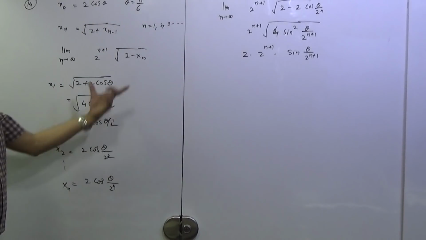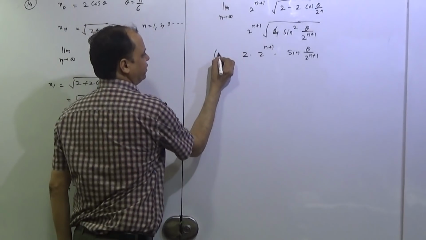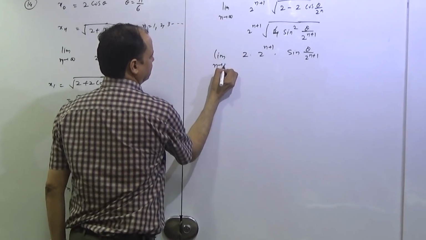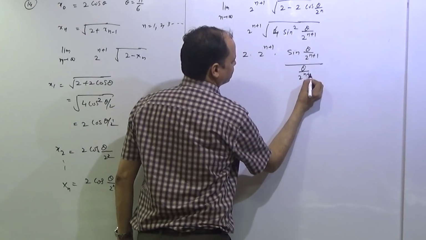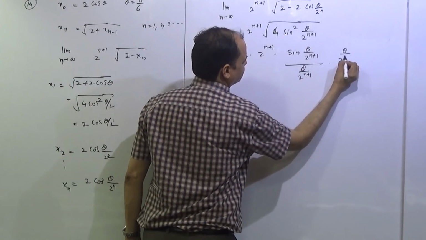What exactly do you want to solve? You have to solve this for limit n tending to infinity. I guess you got the answer. Yes, sir. What to do? I will divide it by theta by 2, theta by 2 raised to power n plus 1, multiplied by theta by 2 raised to power n plus 1.